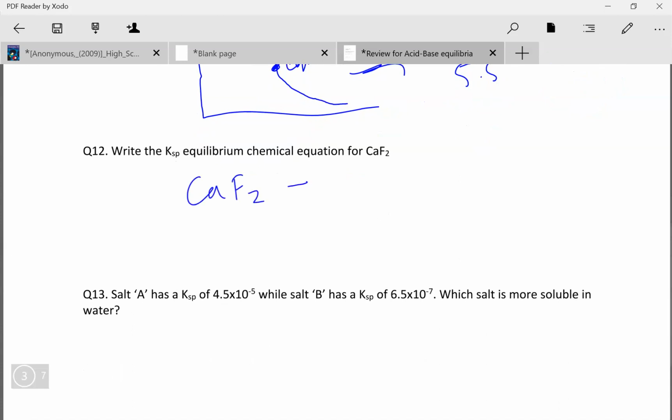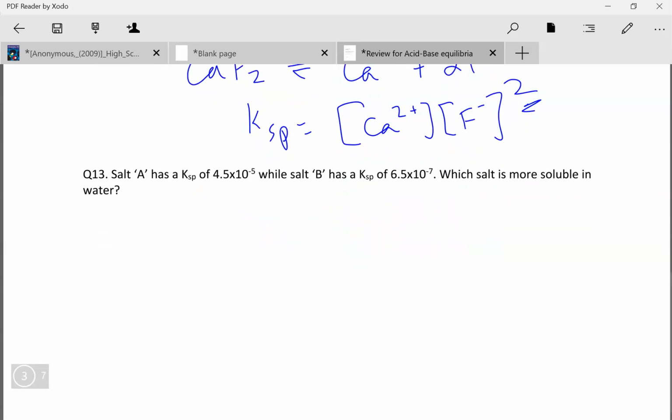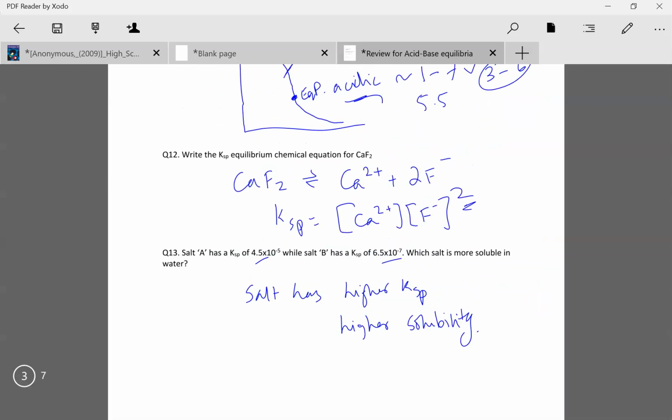Calcium fluoride, I think this is right from the textbook. Squared, very important here. Salt A has a KSP of that, salt B has a KSP of that. Salt A has higher KSP, therefore it also has higher solubility, because KSP gives you the solubility product constant, or how soluble these salts are in water. It correlates directly to your molar solubility.